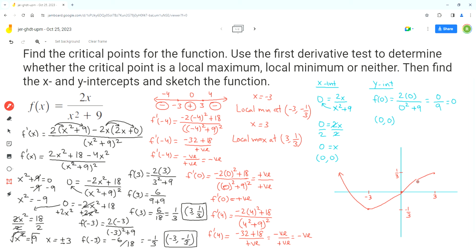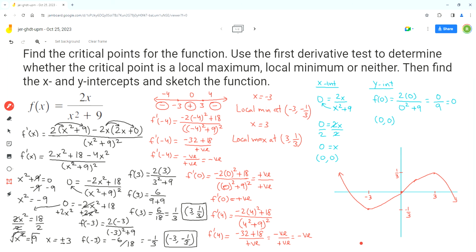So like this. Now to the right side of 3, the function is decreasing. So now we have to draw the curve which is sloping downwards. So it can go down like this. So this is the sketch of this given function f of x equals 2x over x squared plus 9.